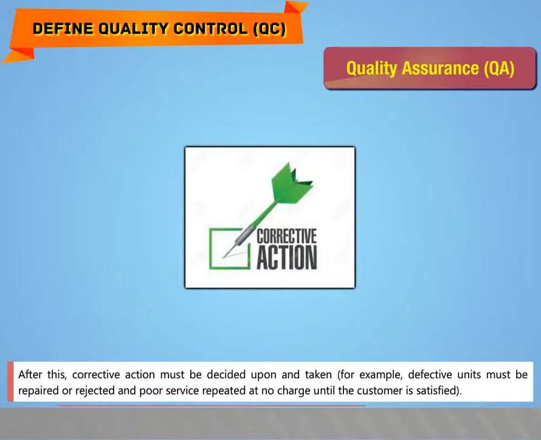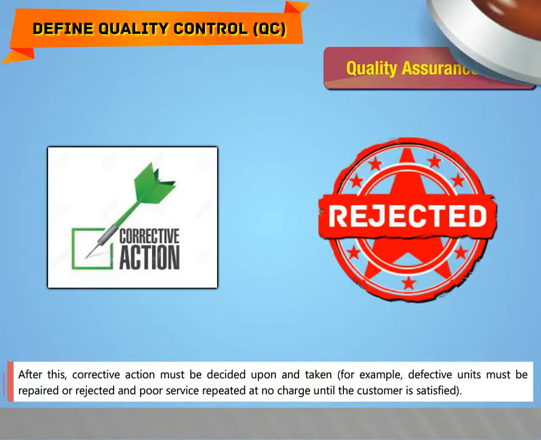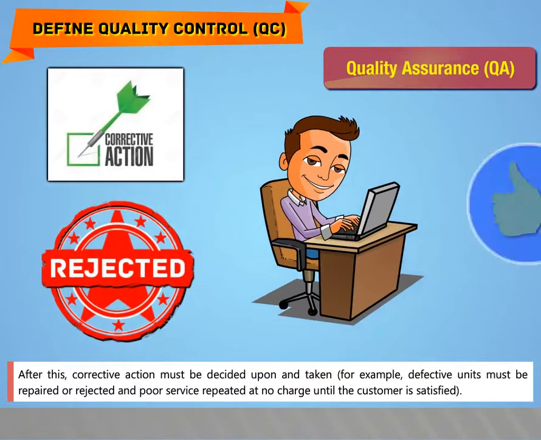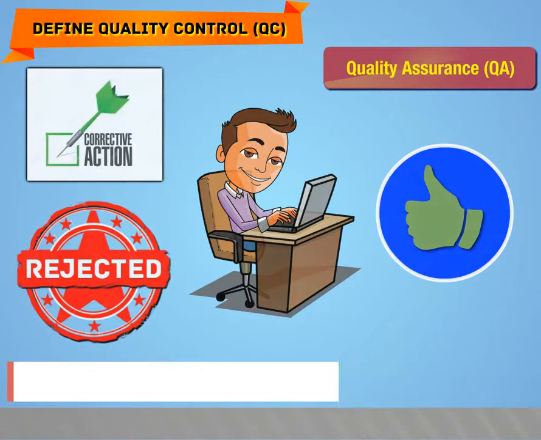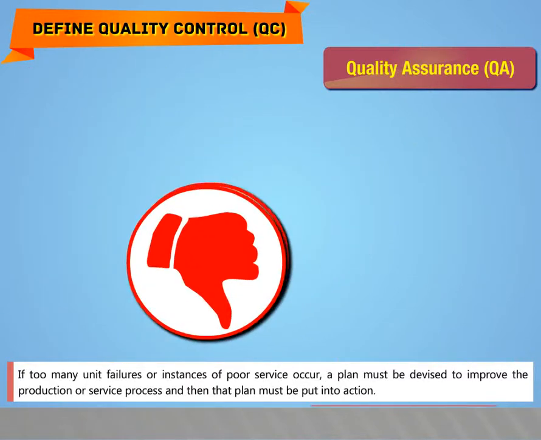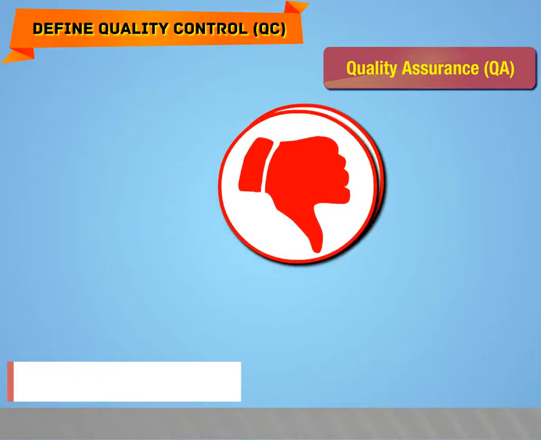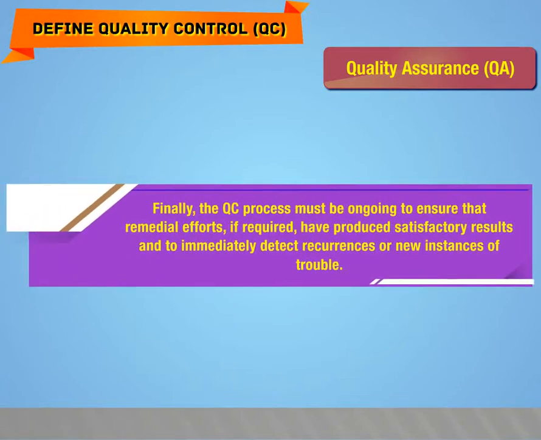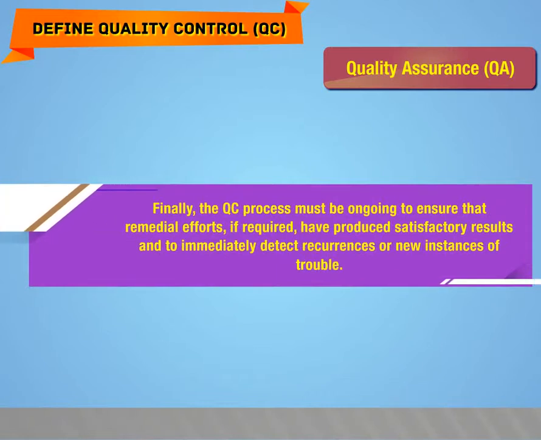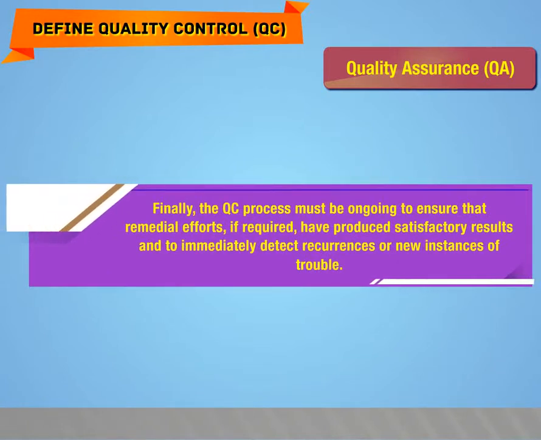After this, corrective action must be decided upon and taken. For example, defective units must be repaired or rejected and poor service repeated at no charge until the customer is satisfied. If too many unit failures or instances of poor service occur, a plan must be devised to improve the production or service process, and then that plan must be put into action. Finally, the QC process must be ongoing to ensure that remedial efforts, if required, have produced satisfactory results and to immediately detect recurrences or new instances of trouble.